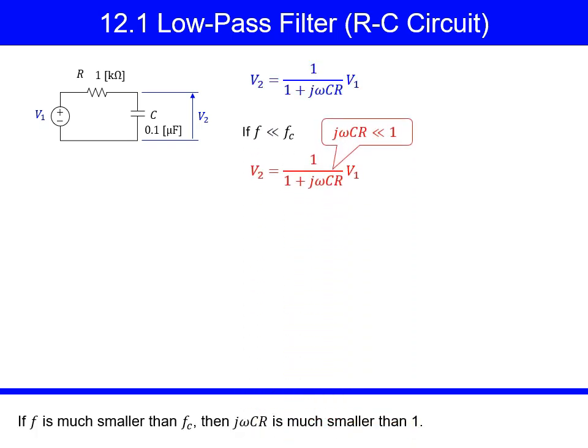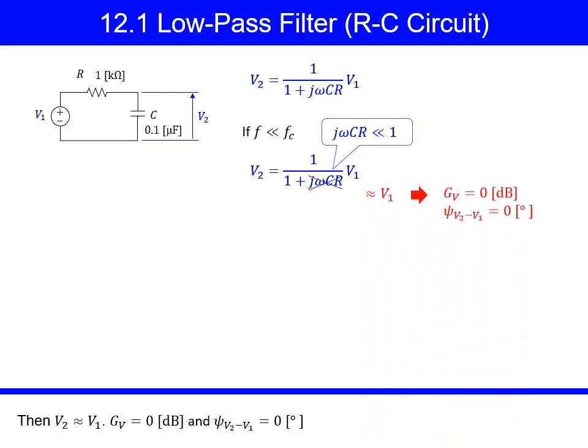If F is much smaller than Fc, then j omega CR is much smaller than 1. Thus, this term is negligible. Then V2 is almost equal to V1. GV equals 0 decibel, and psi V2 to V1 equals 0 degree.